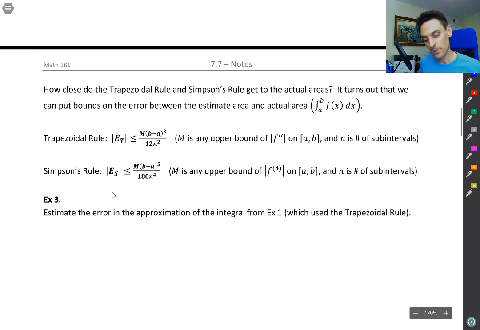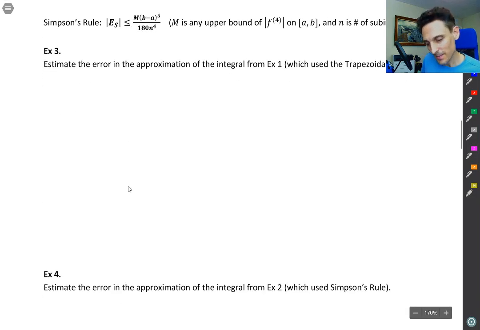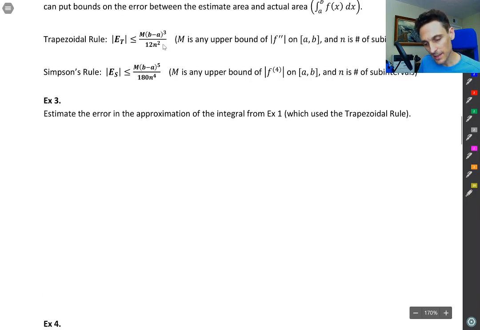In example 3, we'll take a look at actually computing these error bounds. Moving on down to example 3 then, we're asked to estimate the error in the approximation from the integral from example 1, which used the trapezoidal rule. Well, what we're going to need is the second derivative to figure out this upper bound of the second derivative. The b, the a, the n, we'll have all of that from example 1. It's just that we're going to need to get that second derivative, so let's get that.